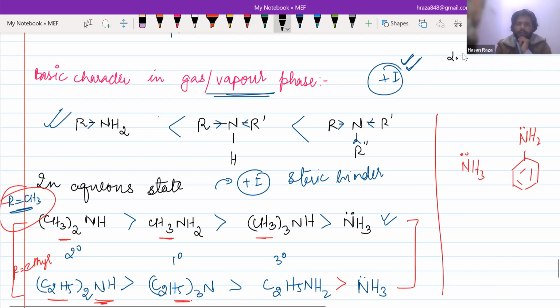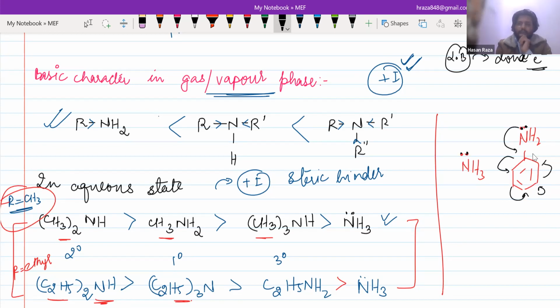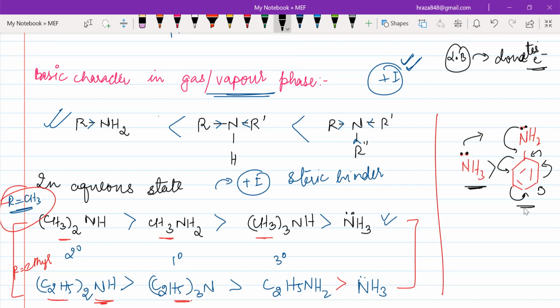See, it's very easy. As I defined, Lewis base is the one which donates electron pair. So there is a lone pair and there is also a lone pair, but this lone pair is a delocalized lone pair. That means this lone pair will be busy in resonance with the benzene ring. That's why it doesn't want to donate to other elements or groups, and ammonia can easily donate its electron. That's why ammonia is the most basic as compared to this. Have you got the reason? Yes, sir. Very good.